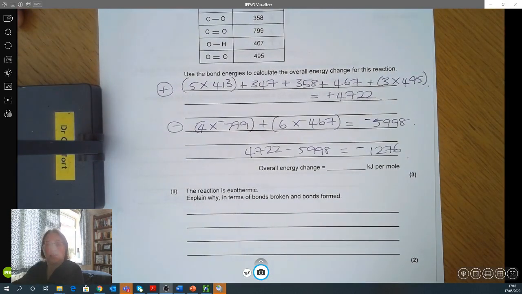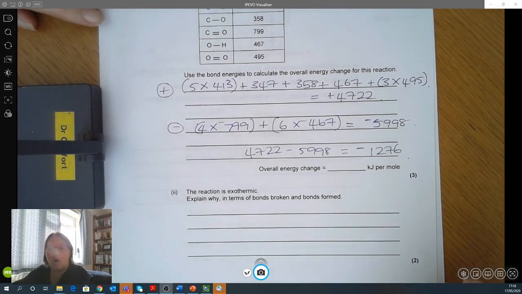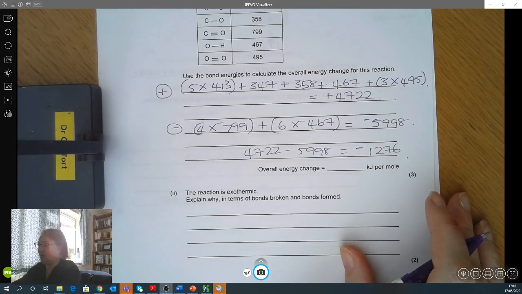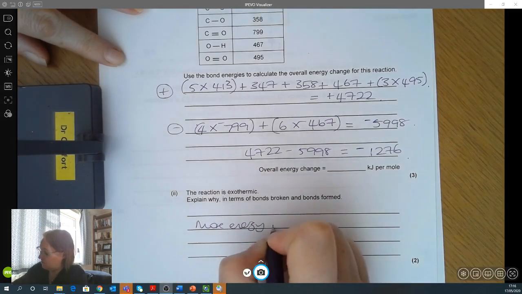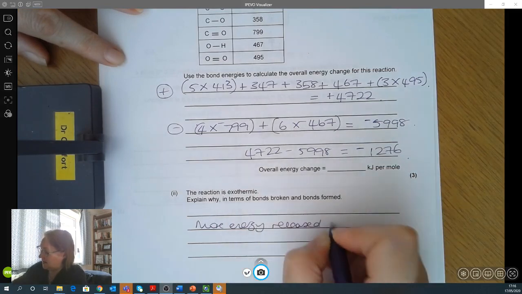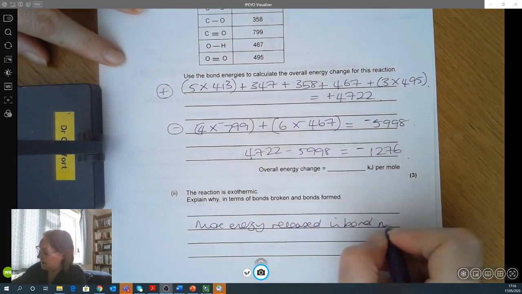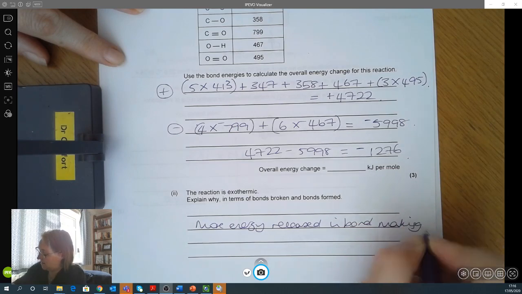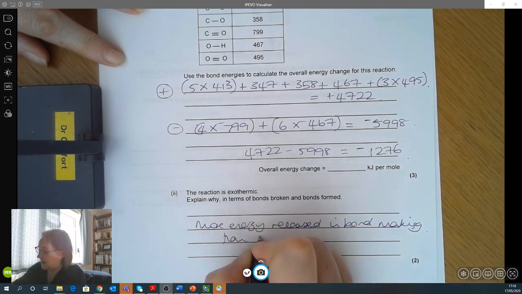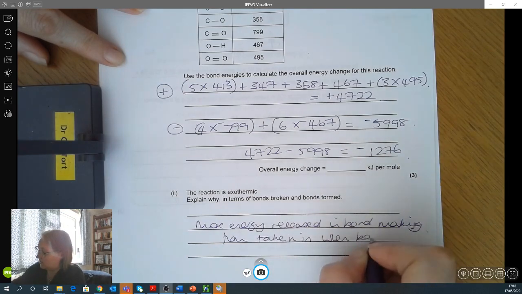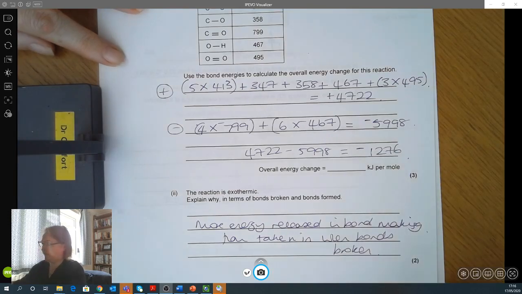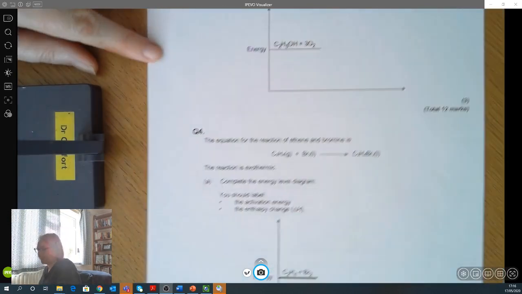The reaction is exothermic. Explain why in terms of bonds broken and bonds formed. So I have got more energy released in bond making here than is taken in when the bonds are broken. Perfect. Next.